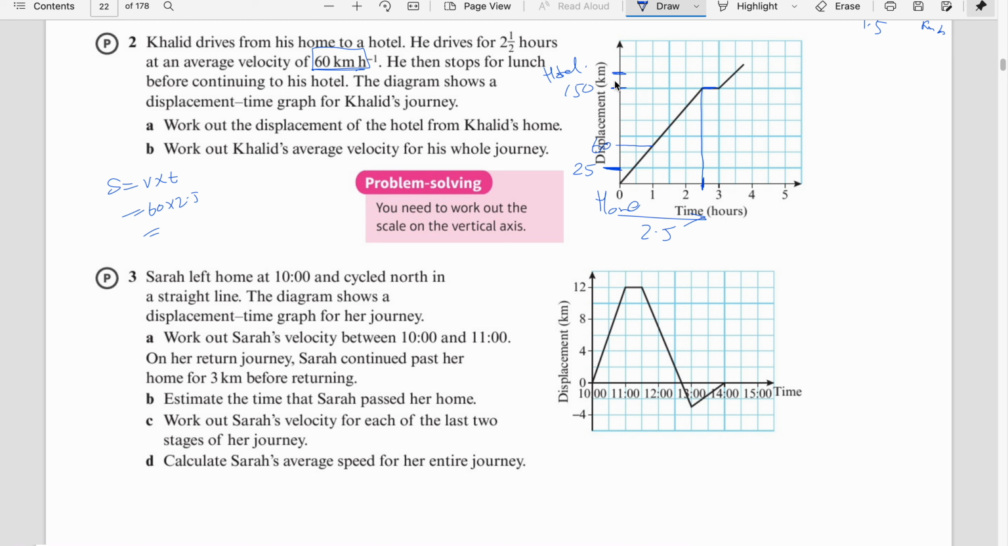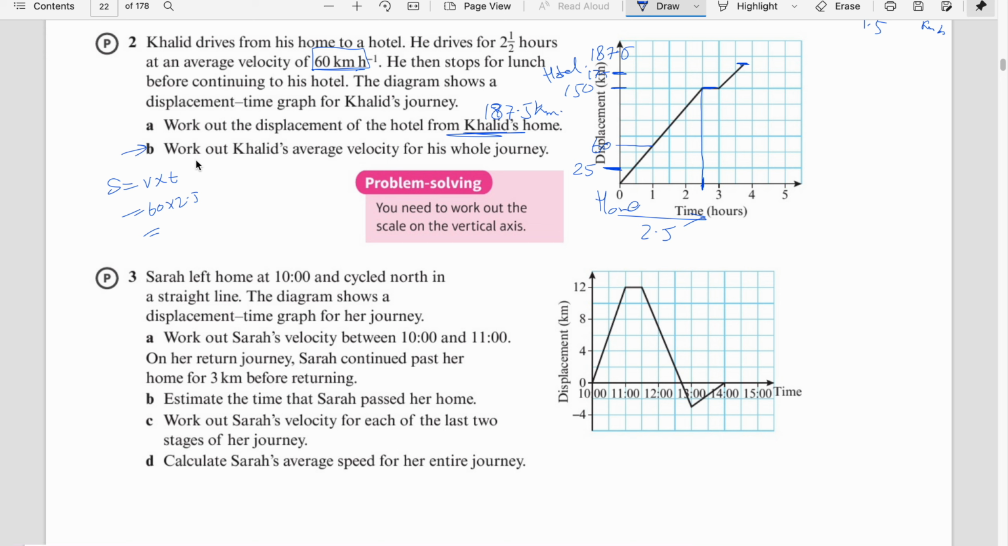So this is another 25, that makes it 150 plus 25 is 175, and this is half of it, that is 12.5 plus 12.5 makes it 187.5. So work out the displacement of hotel, that is 187.5 kilometers from home. Is that clear? 187.5.